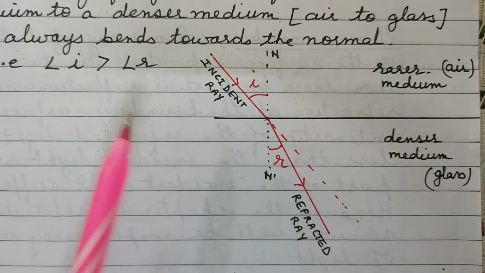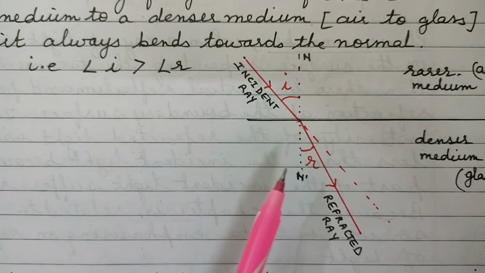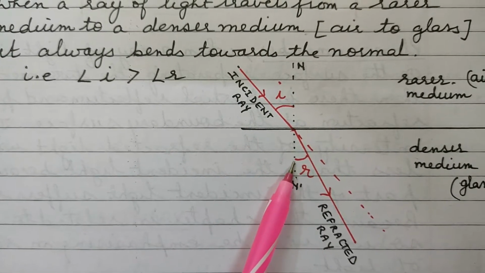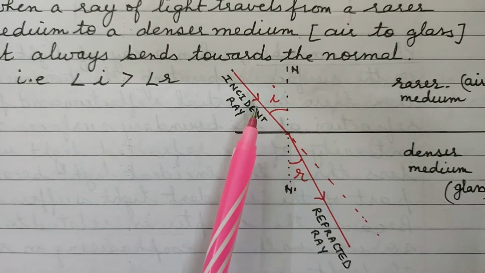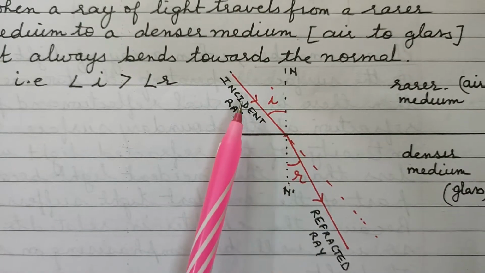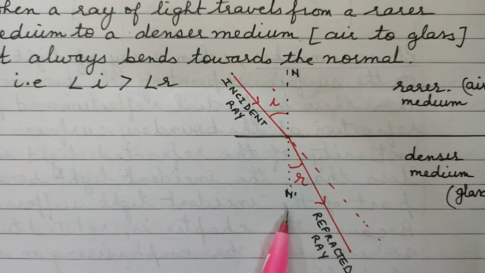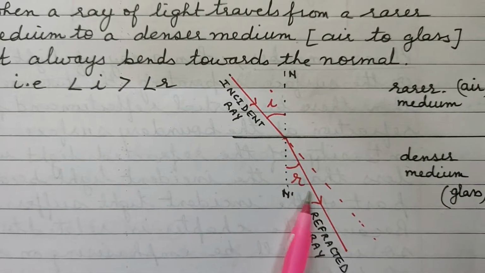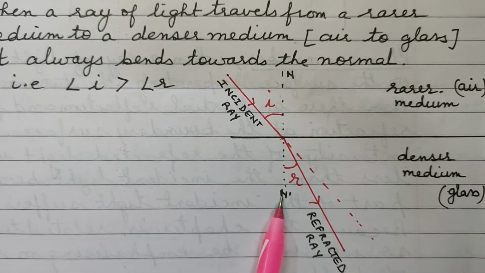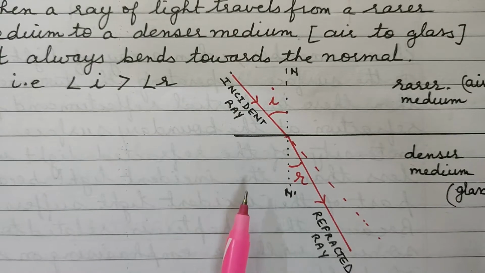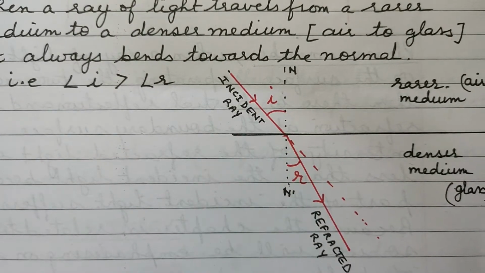That means the angle of incidence is greater than the angle of refraction. The angle of incidence is the angle which the incident ray makes with the normal, whereas the angle of refraction is the angle which the refracted ray makes with the normal. So in this situation, the angle of refraction will be less than the angle of incidence.